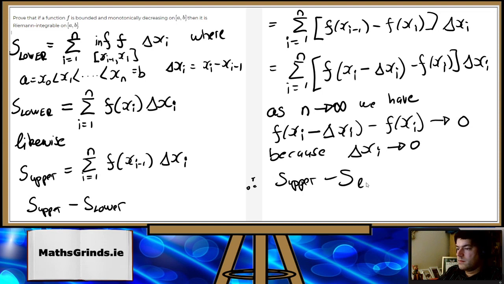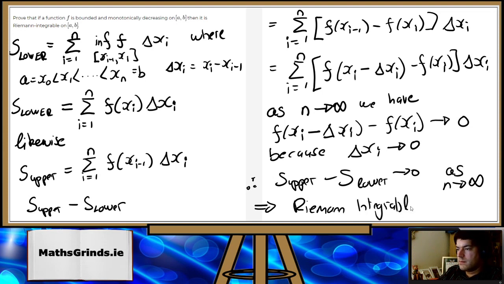So if that's going towards 0 as n is going to infinity, that would mean then that these two are equal in the limit, which is what you need for it to be Riemann integrable. Nope. I don't know. Not too happy with that.